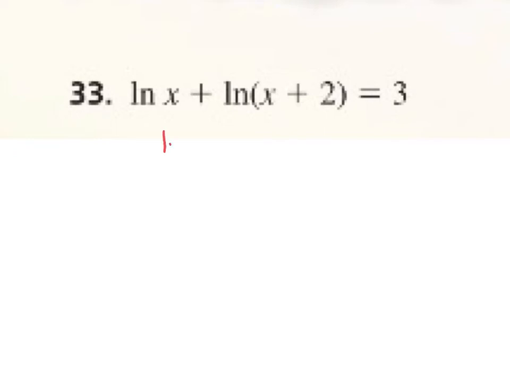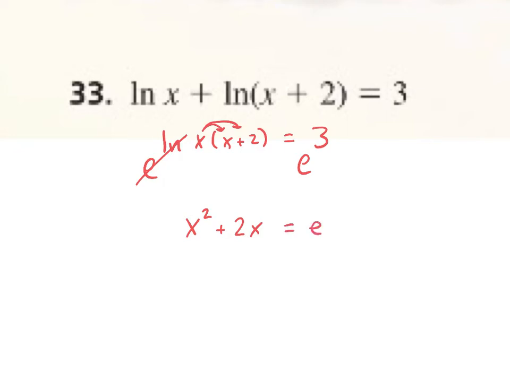Multiply. So we have ln of x times x plus 2 is equal to 3. Now we can cancel out that ln with an e. So we make our big base e. So these cancel. On the left, we have x times x plus 2. So we can distribute our x. So what would that give us on the left side? x squared plus 2x, and then that's equal to e to the third power.